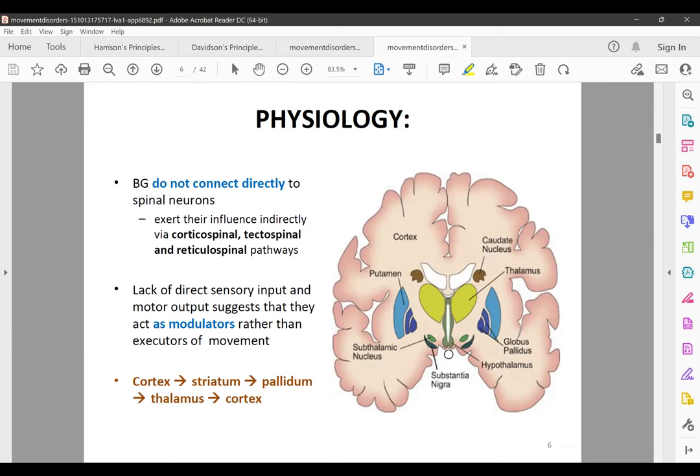Okay, now you can see in a real life way, not as a diagrammatic way, the cortex there, and then the caudate nucleus and the putamen together, these are called the striatum, and this is called the pallidum. And putamen and globus pallidus, both parts together, are called the lentiform nucleus.